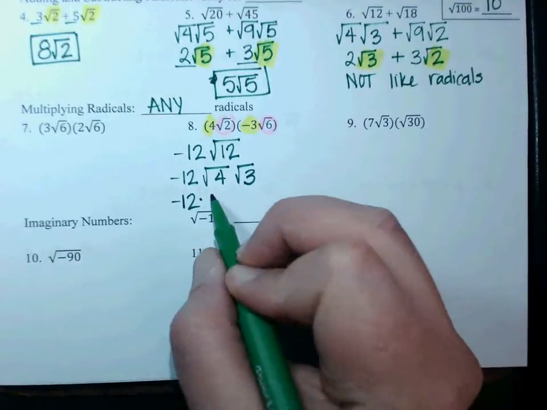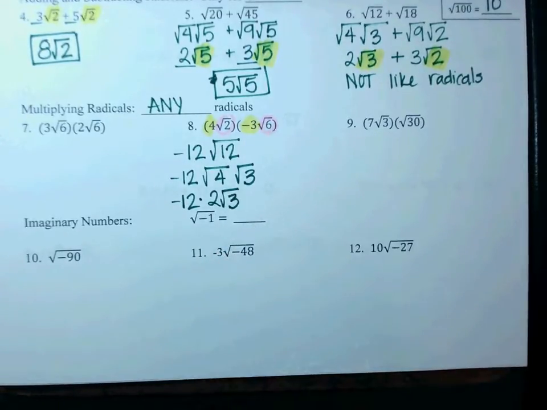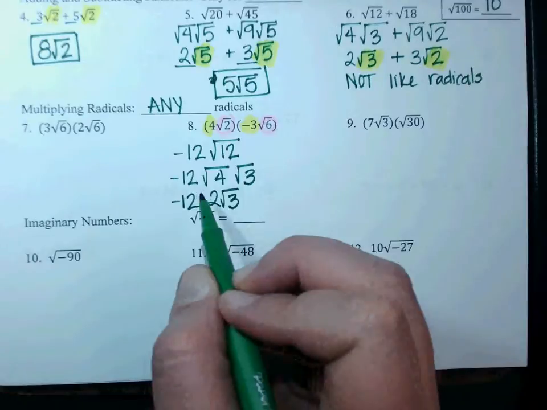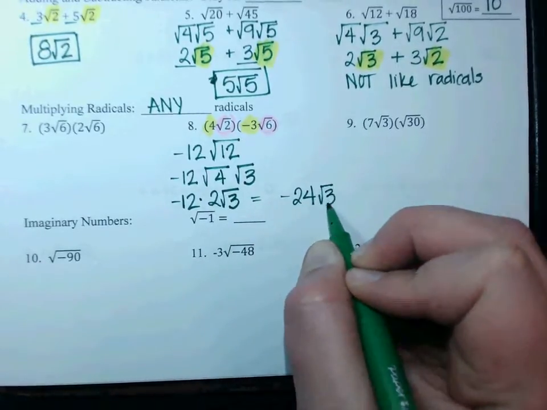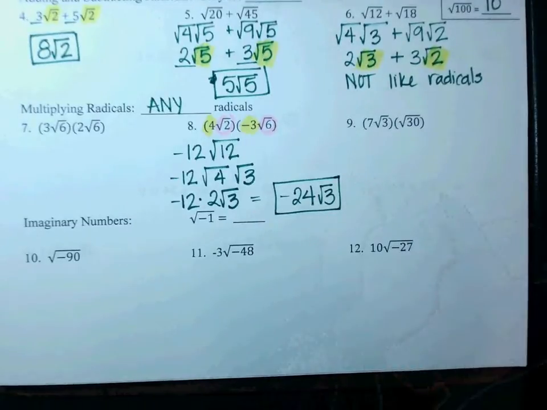2 root 3. And then what can I do with those numbers on the outside if they're both coefficients? Multiply. So I'd take the negative 12 times 2, and I'd make it negative 24 root 3. Make sense? Alright, go to number 9, last one.